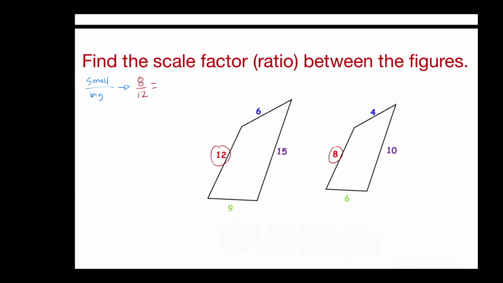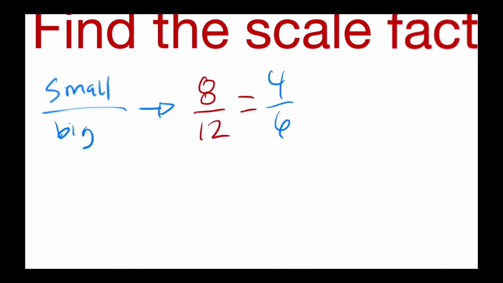Well, let's get another side. Let's do the blue ones. 4 to 6, right? Small to big. All right, let's simplify both of those. What's 8 to 12? If I simplify 8 to 12, what do I get? Well, what can I divide 8 and 12 by? I can divide by 4, right, and I get 2 over 3. Good job.